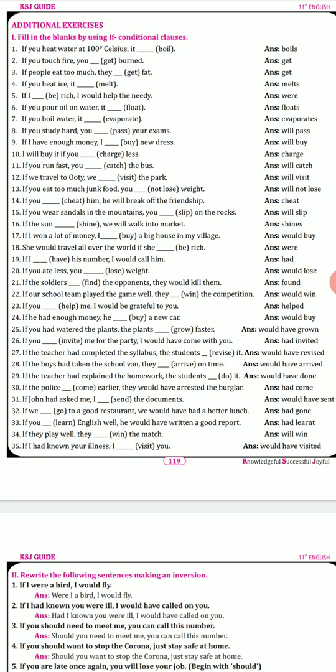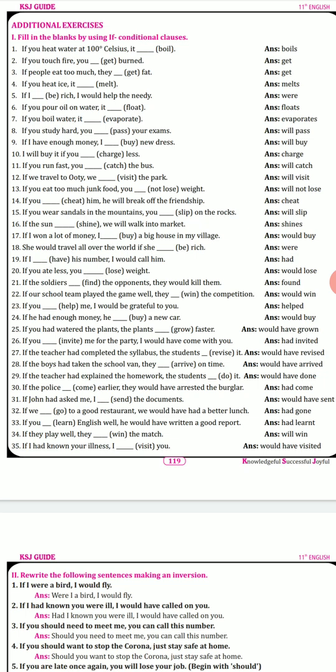So here I is the subject, so we can add shall. So shall buy is the answer, but they have given will. If we use will, there will be a little difference in the meaning. Will here means compulsion. Ninth sentence: if I have enough money, I shall buy a new dress is the answer.